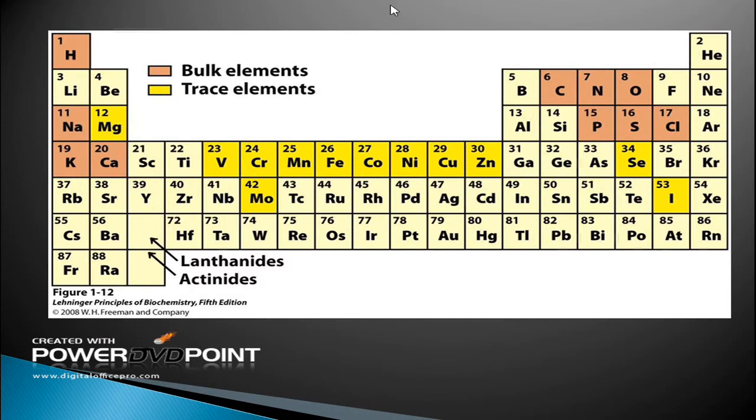Here is the periodic table where you can see the bulk elements which are required by living organisms in quantities of a few grams per day, that is hydrogen, sodium, potassium, calcium, carbon, nitrogen, oxygen, phosphorus, sulfur and chlorine. Whereas the elements shaded yellow are the trace elements, which are required in a few milligrams per day for the normal health of animal life. For microorganisms and plants, these are also somewhat similar.